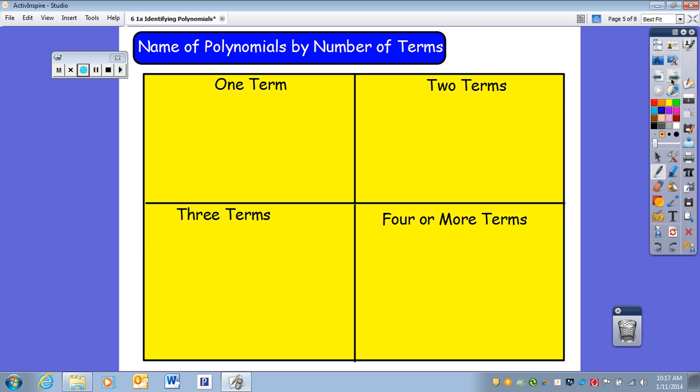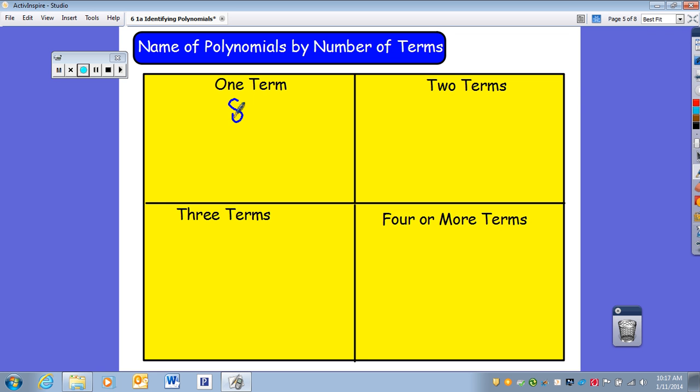Now we want to name polynomials by the number of terms that they have. So if we have a polynomial that is one term, for example, 8x, it is 1 unit. One term is called a monomial. Mono meaning 1.